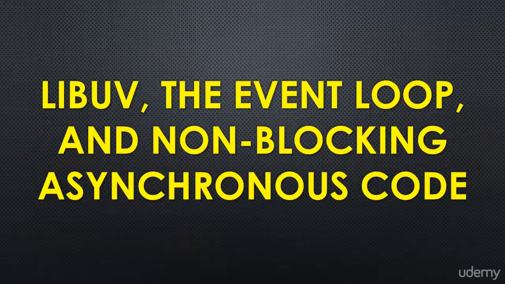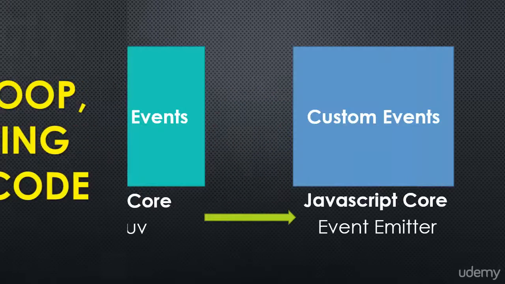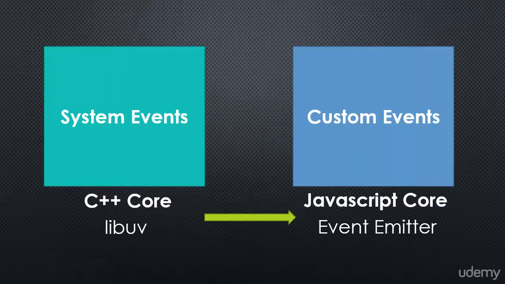All right, it's time to talk about the other side of events in Node: libuv, the event loop, and non-blocking asynchronous code. We've already seen the event emitter, the custom events that are JavaScript-based that exist inside Node. And we said that that was really just a trick. It's really just an object with properties, and those properties are arrays of functions. But the other side of events is where it gets really deep and interesting.